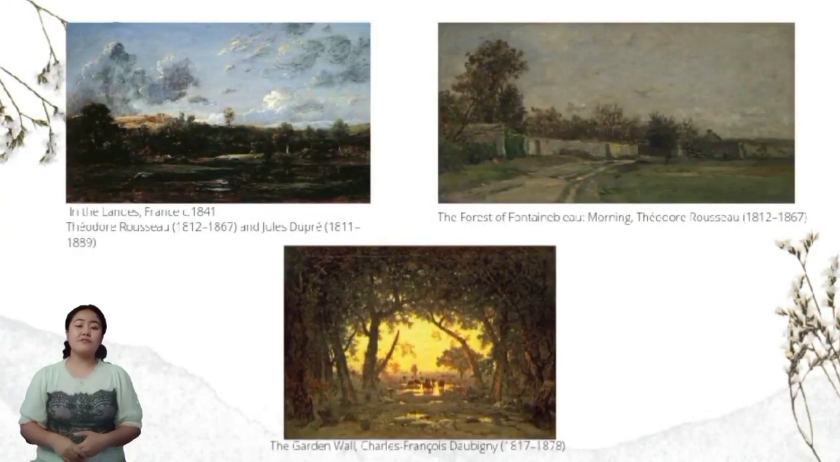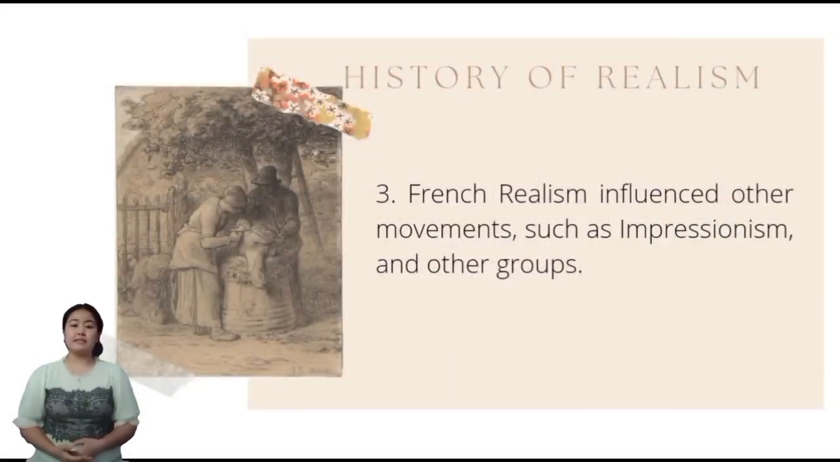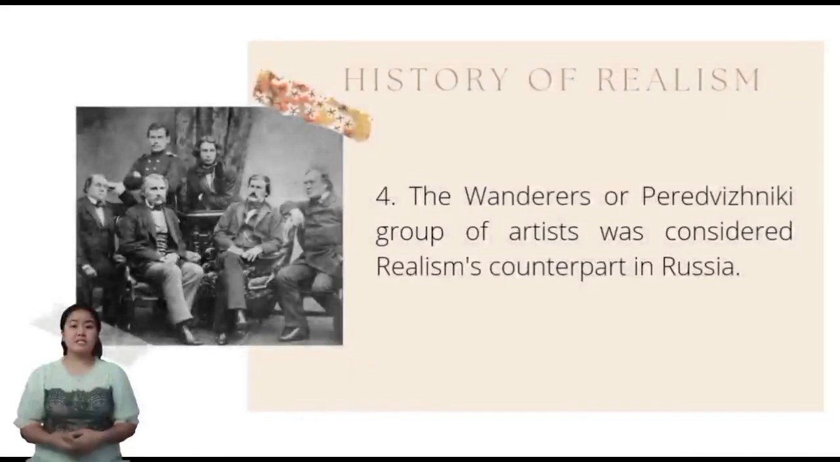From the activity of the Barbizon School, Courbet's exhibition, and the naturalistic literary movement of Zola and Flaubert, the French Realism movement was born and spread around Europe during the 19th century. French Realism influenced other movements, such as Impressionism and other groups. The Wanderers or Peredvizhniki group of artists was considered Realism's counterpart in Russia.